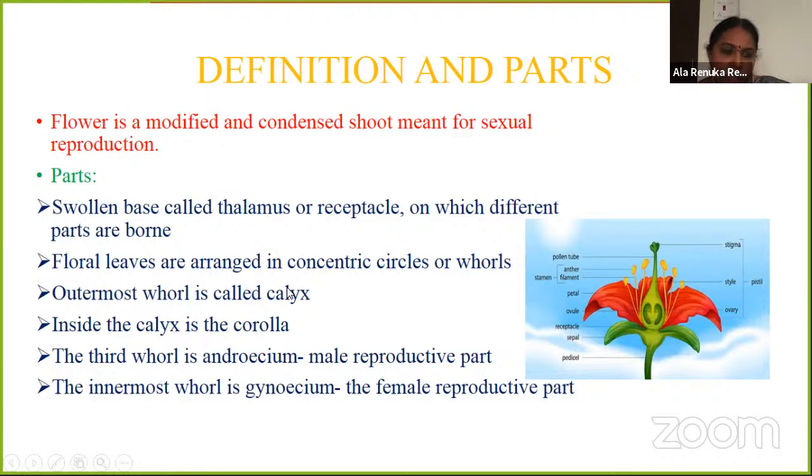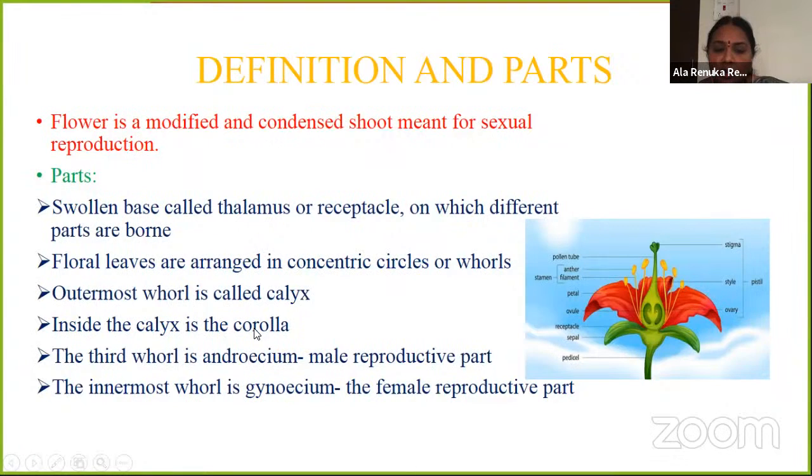Next to calyx, towards the inside, are the beautiful, differently colored flowers with different fragrance. All these consist of corolla. Corolla makes up the second whorl, which consists of petals. The brightly colored petals all come under corolla. Next to corolla, towards the inside, is androecium. Androecium forms the male reproductive part of the flower. The androecium consists of different units in it. These are called stamens.